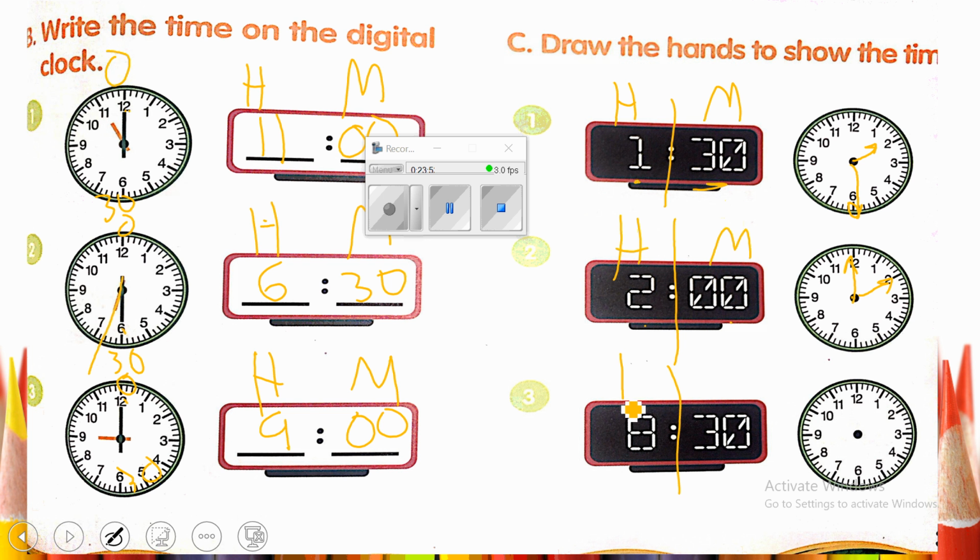Now, HM. 8 hours and 30 minutes. Let's make 30. 30 is a half now. 8, it's exactly an 8. No, it's between 8, sorry, it's between 8 and 9.